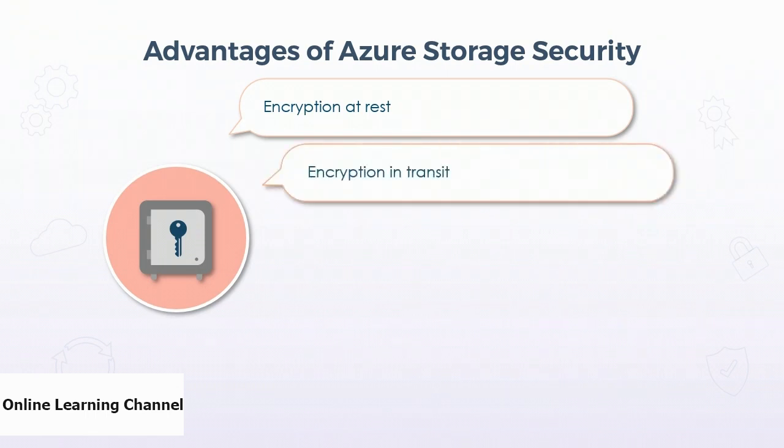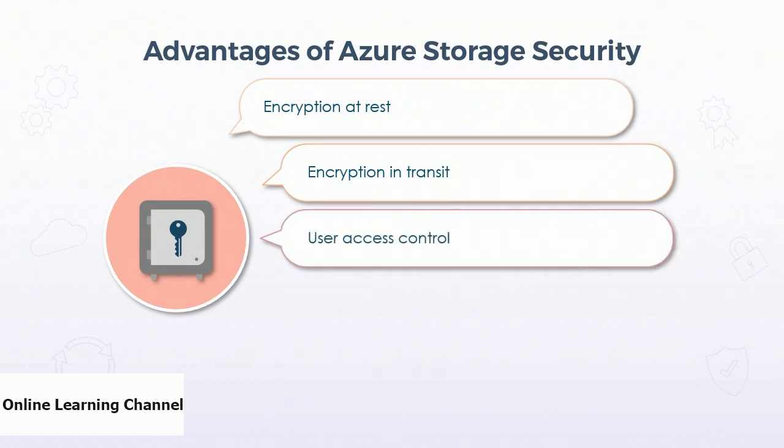Storage accounts also perform encryption in transit. What that means is that anytime you read or write data, the transmission of that data is encrypted too. So if someone were to sniff your communication, they wouldn't be able to read the data. And like most Azure services, Azure storage accounts also include user access control. And that means that you can very easily pick and choose who actually has access to your data. And this can be users, groups, or even applications.